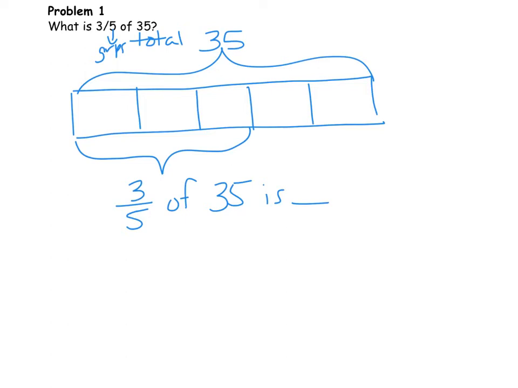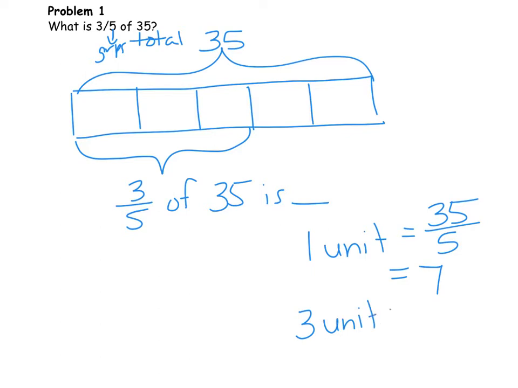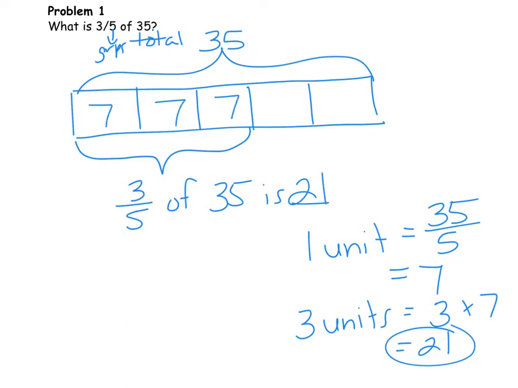So what we do know is that 1 unit is equal to 35/5, also known as 35 divided by 5. So 35 divided by 5, or 35/5, is equal to 7. So 3 units would be 3 times 7, which is 21. So it's 7, 7, 7. 3 times 7 is 21. Make sure everything I did, you did too.